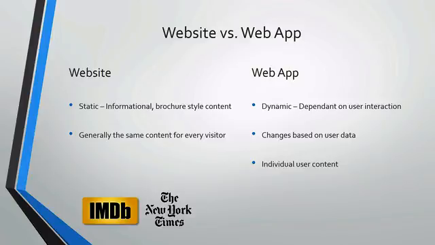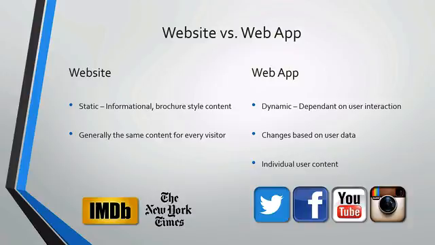Abigail's got it straight away. Facebook, absolutely. Probably the most popular web app out there. Well, Twitter and Netflix, absolutely. So all of these things, Facebook, Twitter, YouTube, Instagram, they are dynamic, they change, they are based on user interactions, individual user content.